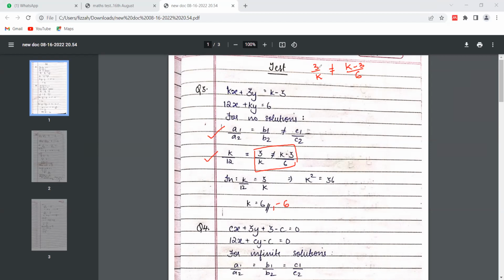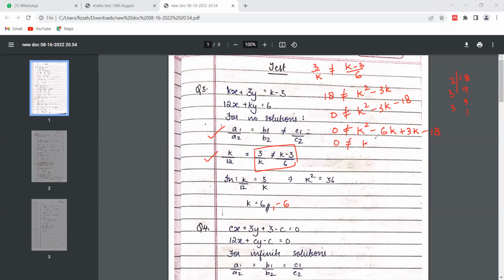Right, so now cross multiply. So this will be 18 is not equal to k square minus 3k, right? So you take everything on the other side. So 0 is not equal to k square minus 3k minus 18. So it's a quadratic equation. Now factorize it. 18 prime factors: 2 into 9, 3 into 3, 3 into 1. So I can take the 6 and 3 combination, right? Yes, ma'am. 0 is not equal to k square minus 6k plus 3k minus 18.